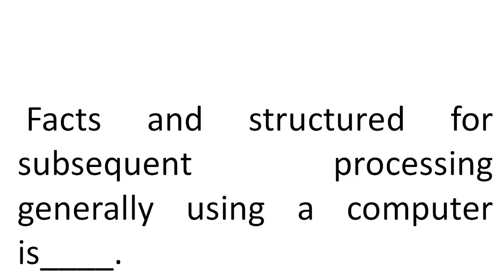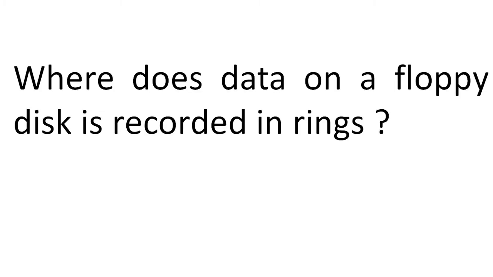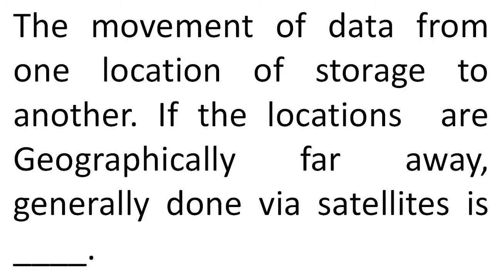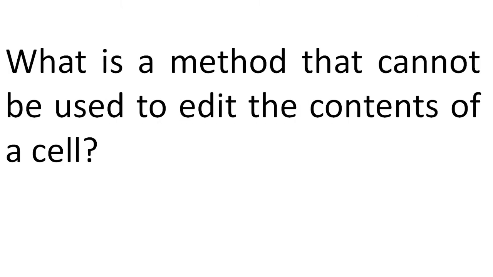Facts and figures structured for subsequent processing, generally using a computer, is dash. Correct answer: data. Where is data on a floppy disk recorded in rings? Correct answer: tracks. The movement of data from one location of storage to another, if the locations are geographically far away, generally done via satellite, is dash. The correct answer: data transmission.